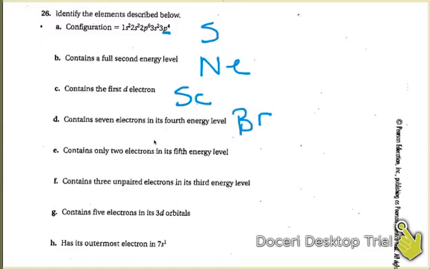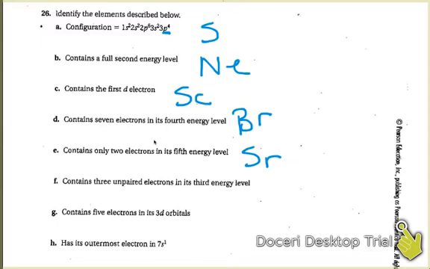The next one says it contains only 2 electrons in the 5th energy level. So we're looking in 5s because s can only hold 2 electrons. If we're looking for only 2, we have to look in 5s. 5s starts with rubidium. So rubidium has 1 electron. Then strontium, which is Sr, is going to have 2.